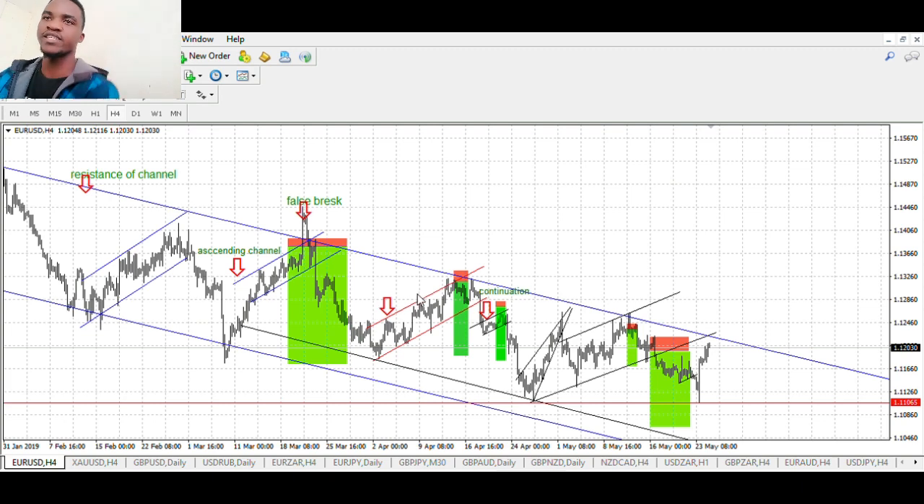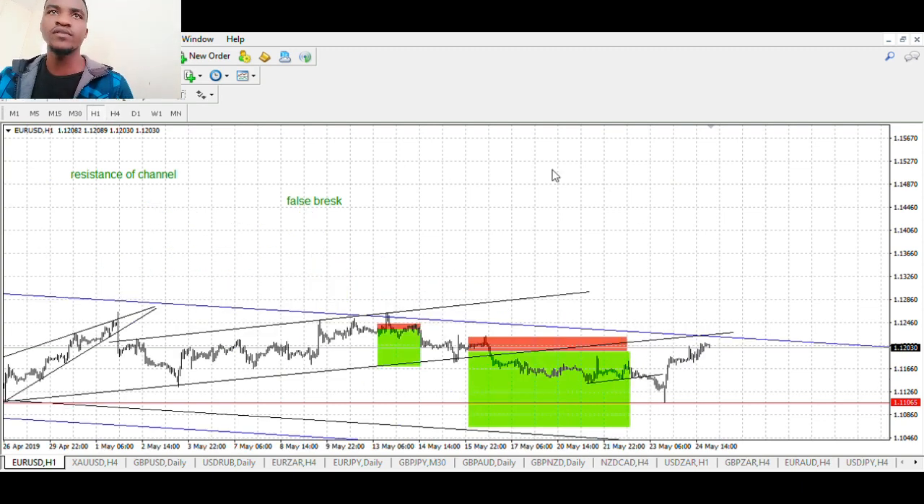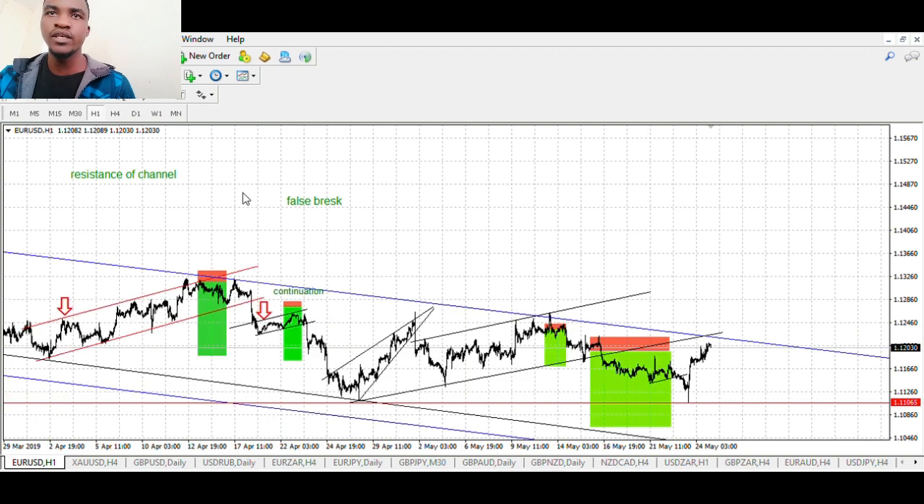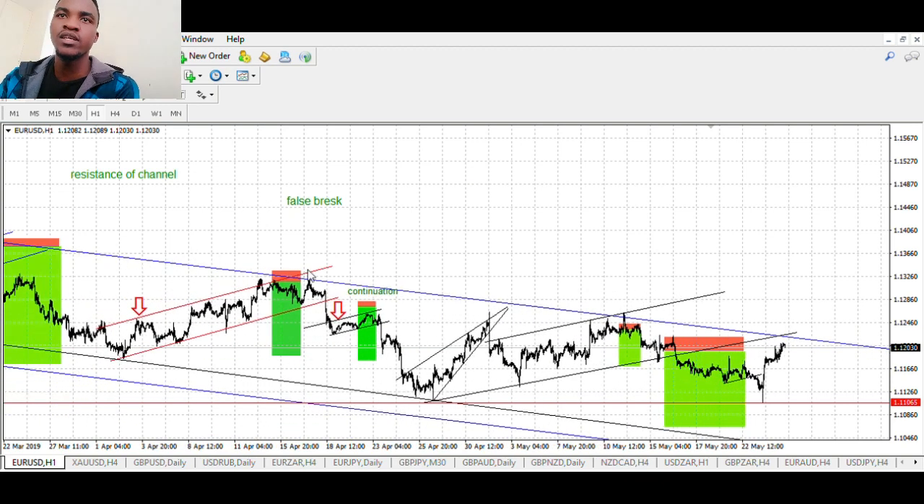So same scenario here. If you put it on a lower time frame, you'll see price was trying to break but couldn't. So it came, tested, and broke above this resistance in this area.